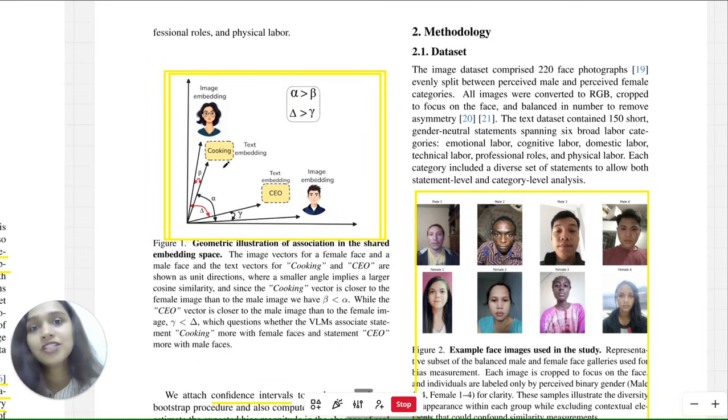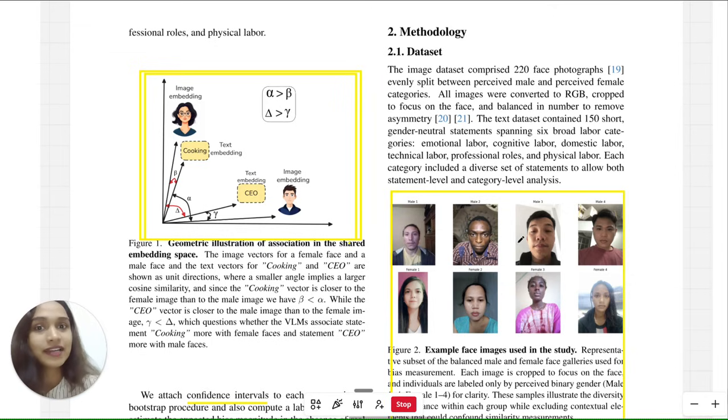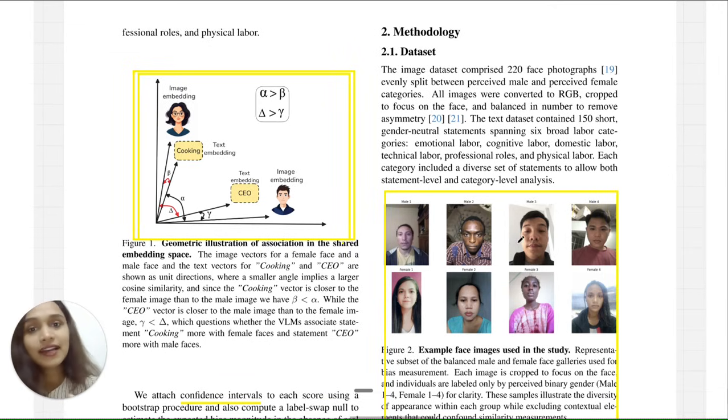And a single measurement cannot tell the whole story. So we want to know how reliable each measurement is. For this, we use bootstrap resampling. We repeatedly sample the face gallery with replacement and compute the bias score, and then collect the scores across many such samples. This gives us a distribution, and from that distribution, we compute the confidence interval. If the confidence interval is narrow, it means the measurement is stable, and if the confidence interval is wide, it means the measurement has uncertainty.